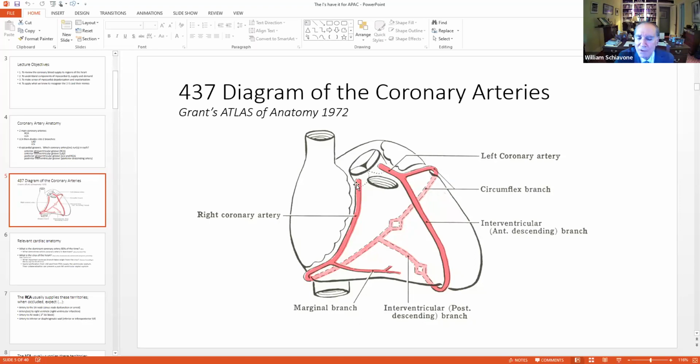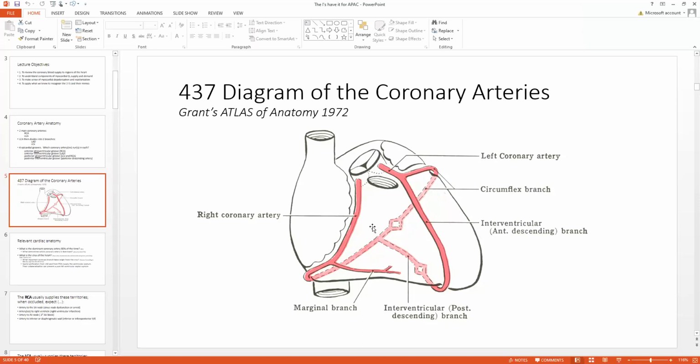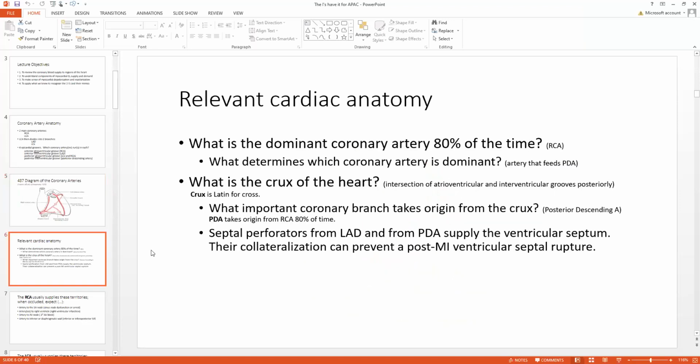Now, the first branch of the right coronary artery is usually the branch to the SA node. The next branches are branches to the right ventricle, which I just defined for you earlier. Coming from this crossing point, which in Latin is called the crux, C-R-U-X, it's the crossing of that posterior descending and this posterior atrioventricular groove. From that point comes the artery to the AV node. And it's the origin at that crux of the posterior descending. All right.